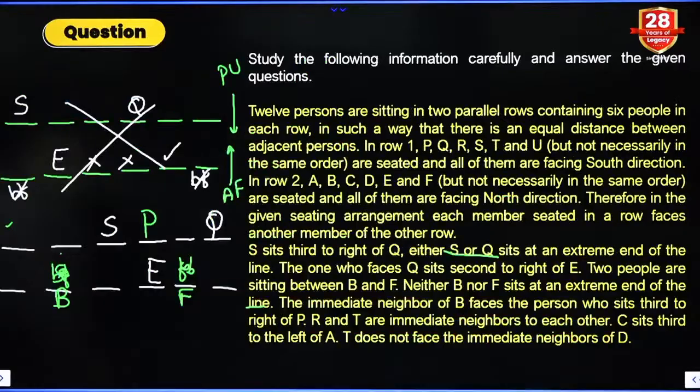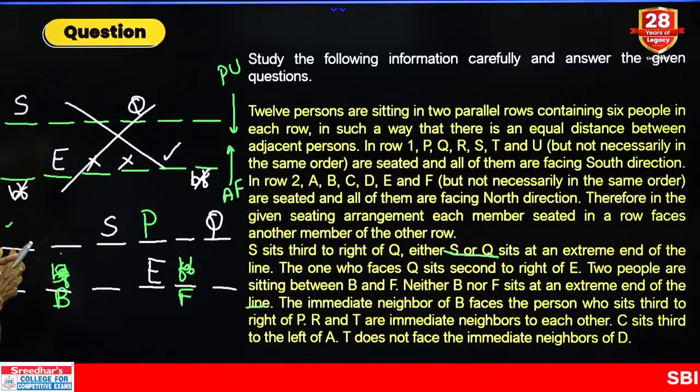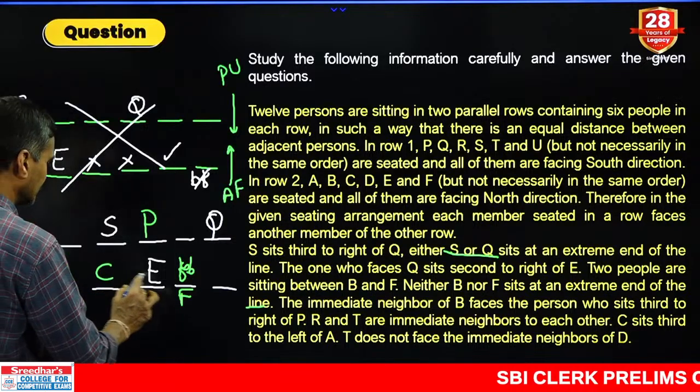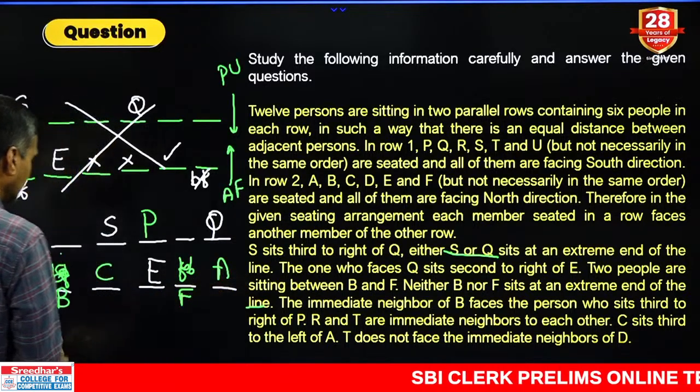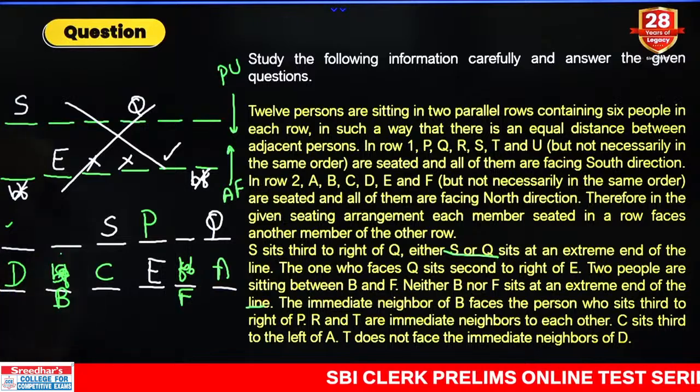R and T are immediate neighbors to each other. As R and T are immediate neighbors to each other, if R is here then T is here, or if R is here then T is here. And C sits out to the left of A. Now C is seated out to the left of A, so C here, A here. Then who is the person left over here? D is the person left over.